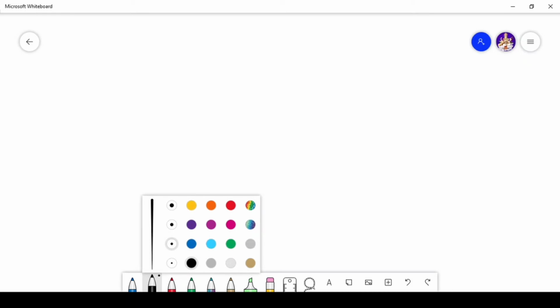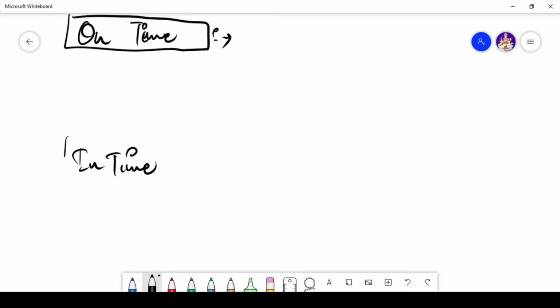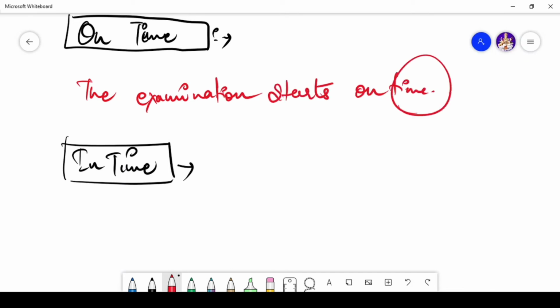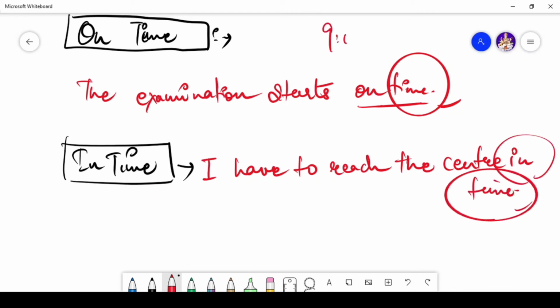Now the next one is the use of on time or the use of in time. I'm going to represent both of these with the help of examples. If I have to say that the examination starts on time, we are talking about a particular time, let's say on 9 o'clock. Or if I say that I have to reach the center in time. Let's say my exam starts around 9 a.m.